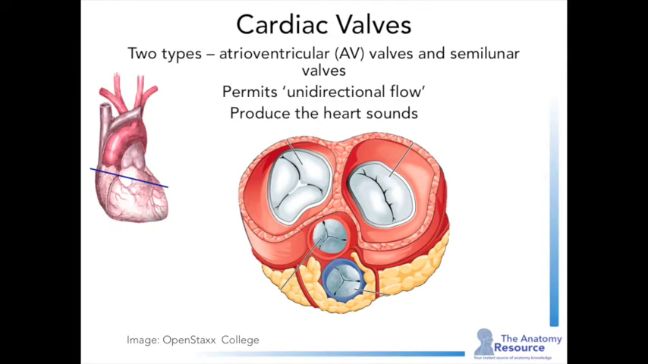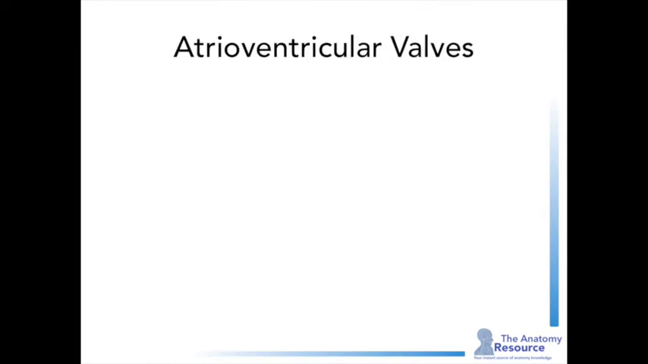The valves are responsible for producing the heart sound, the lup-dup, lup-dup, that we listen for when we auscultate with the stethoscope. The lup sound is the closing of the atrioventricular valves, and the dup sound is the closing of the semilunar valves. So you get a lup-dup, lup-dup. And if you get an additional sound or you don't get that, it can be indicative of cardiac pathology.